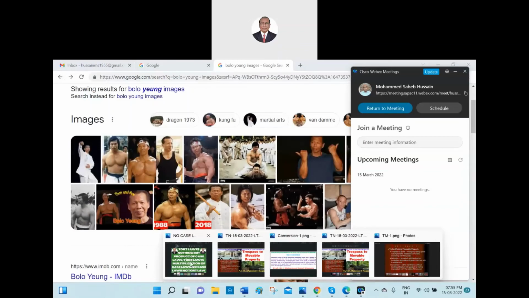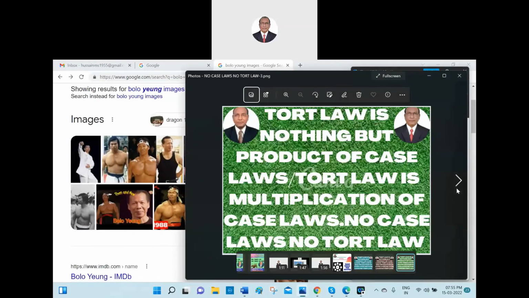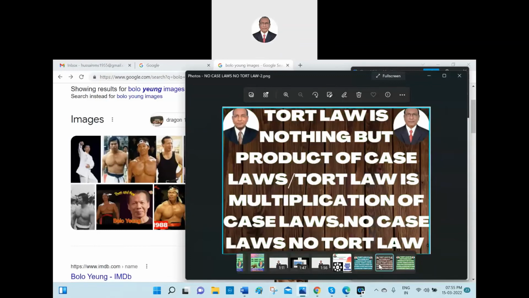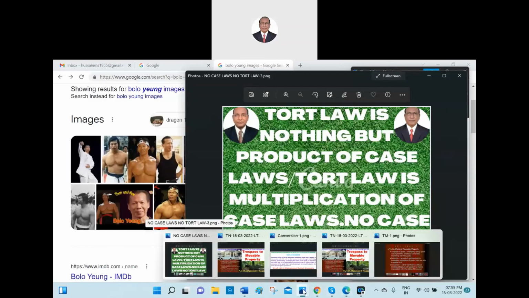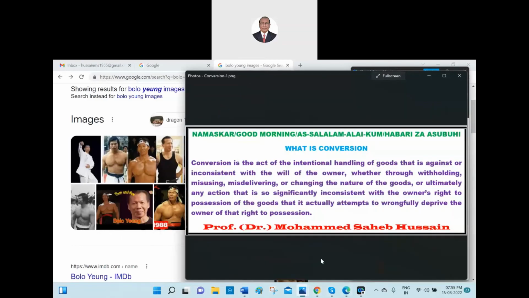And I told you, no case law, no tatla. Because you are supposed to cite the cases, then only you will fetch the marks. If you don't cite the cases, you don't fetch the marks. So that is it, and this is the conversion. What is the conversion?